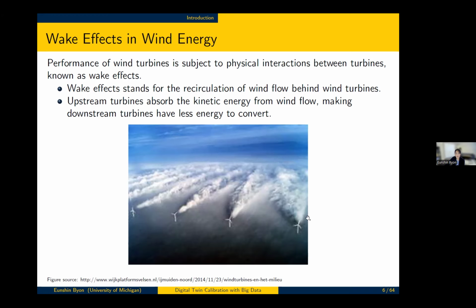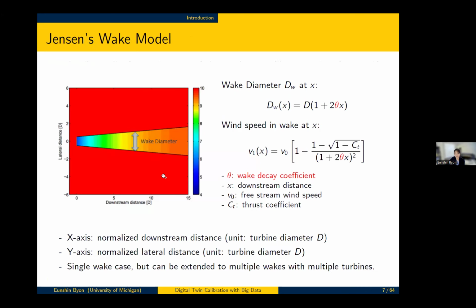The upstream turbines absorb the kinetic energy from the wind flow, so the downstream turbines generate less power compared to the upstream turbines. To represent these wake effects, many computer models have been developed. For example, the CFD model, or fluid dynamics model, but the CFD model is very computationally demanding. So researchers also developed simplified engineering models, and one of the most popular and fundamental is called the Jensen's wake model. This Jensen's wake model can be viewed as the digital twin of this wind farm operation.